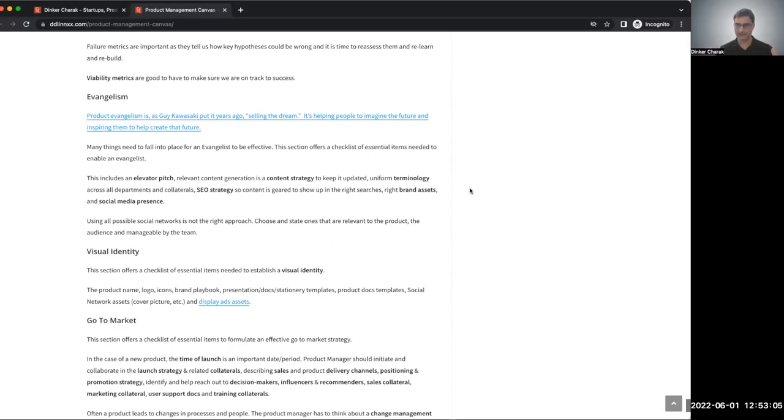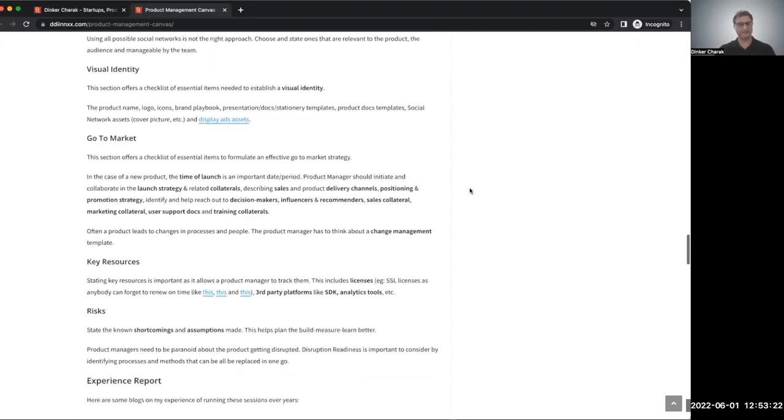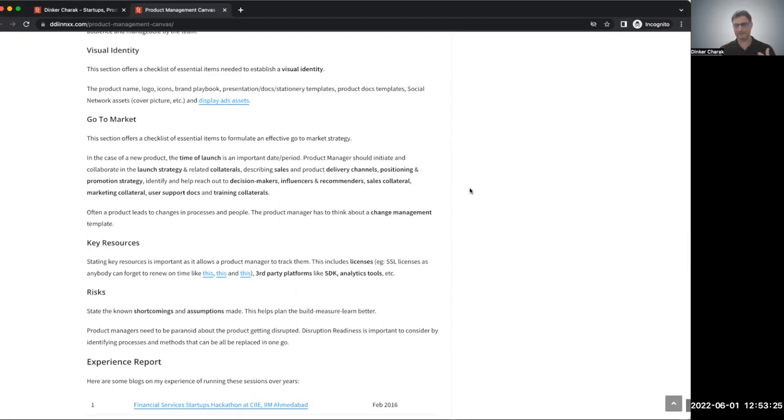Very important to have these evangelism collaterals ready, very simple and very clear for everyone to consume, done in a way that there's very little chance of confusion. So don't use jargon, complicated terms, and so on. Visual identity, a lot of people do focus on this: icons, favicon on the website, various logos for different kinds of phones, mobiles, the website, logos that will show up in your collaterals.